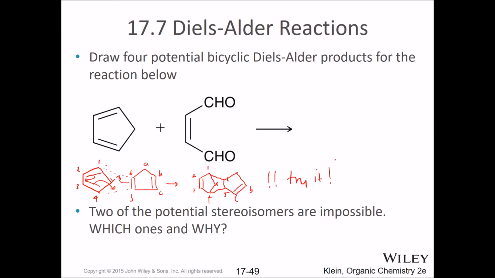Try it. Do it. You'll like it. The way I've drawn it, I mean, my markers is just ugly today, but do it. You'll like it. Very good. Okay, so now draw 4. Let's go on to the next story, okay? Next page of the book. So draw 4 potential bicyclics with these two guys, okay? So 4 of them.